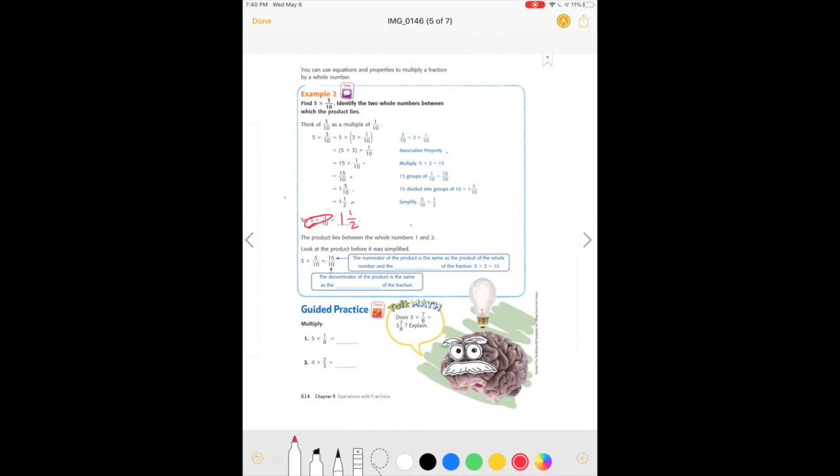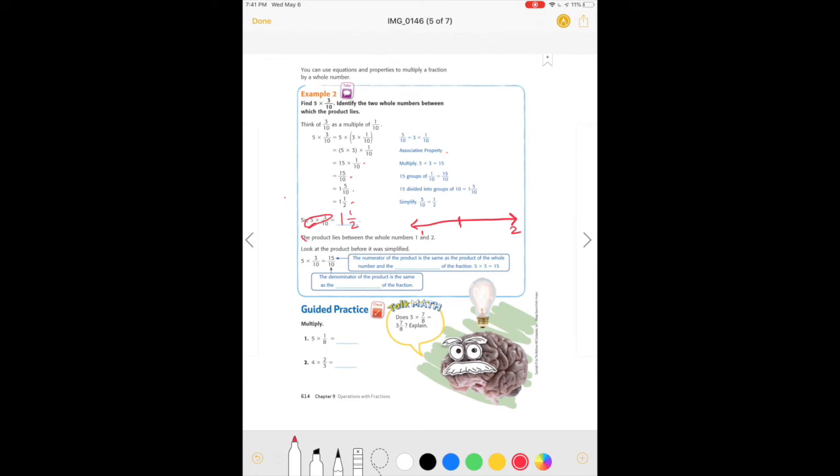If I were to draw out a number line, 1 and 1/2 would be right in between 1 and 2. So the product lies between 1 and 2.